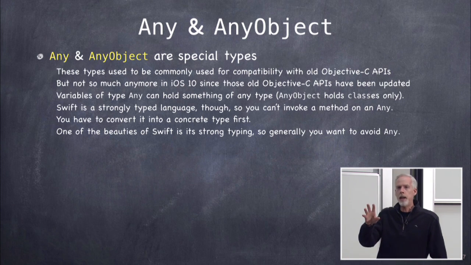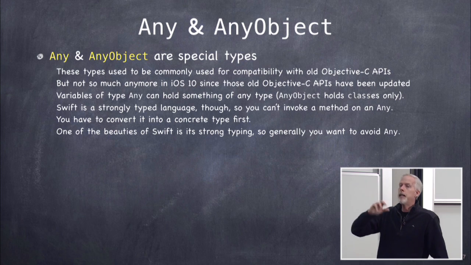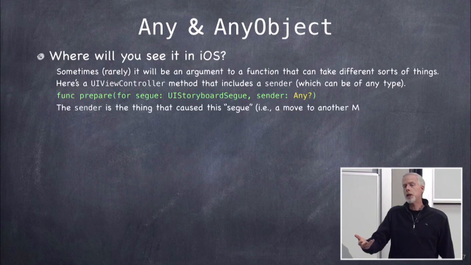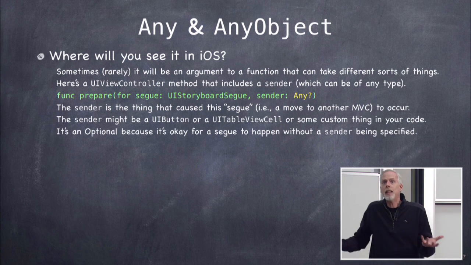The only difference between Any and AnyObject is AnyObject can only be a class. It has to be a reference type. Any can be anything, reference or value type. That's the only difference. So why do we have these AnyObject things? Where are they going to show up? Well, there are some methods in iOS where one of the arguments truly could be anything.